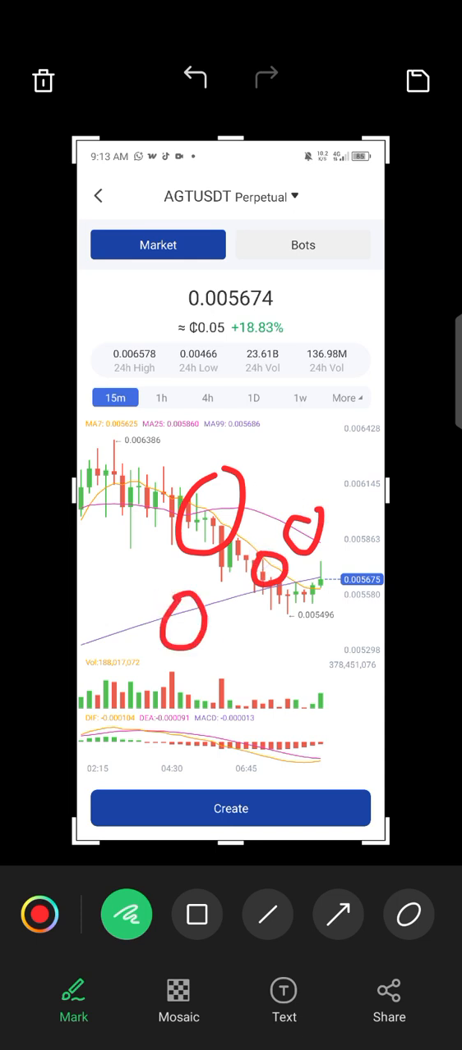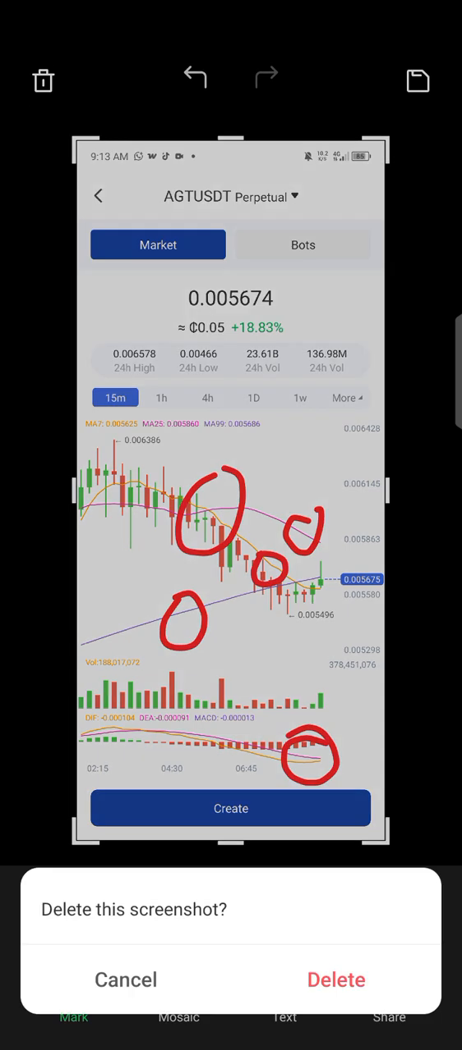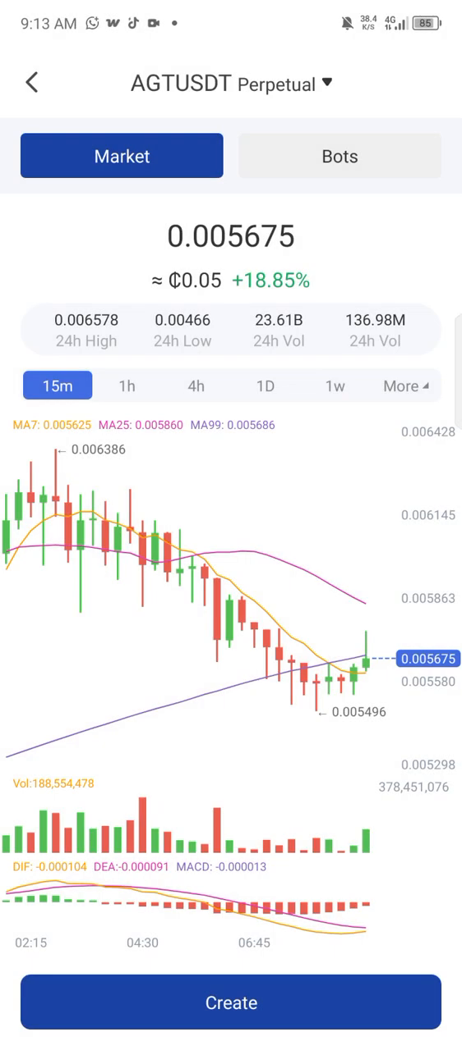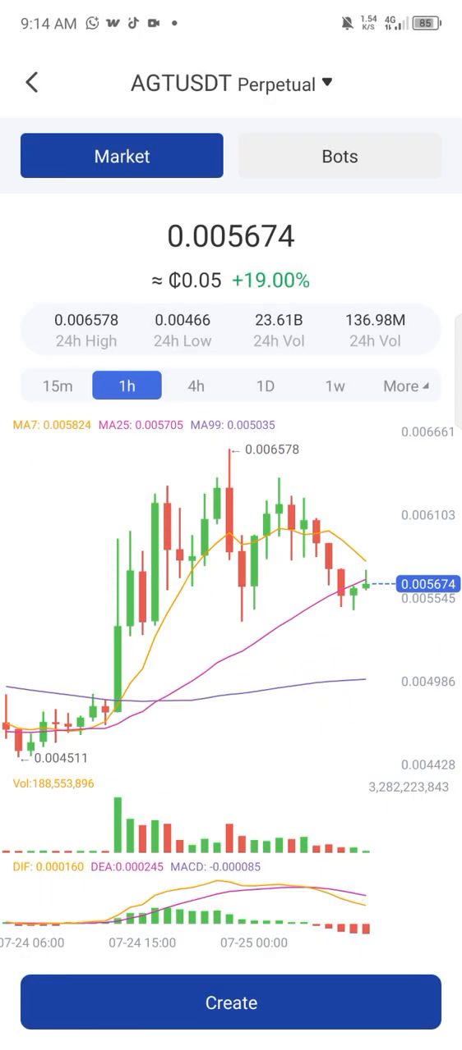So it's on a downtrend, but maybe it can move up, because you can see that it's beginning to move up. And the MACD is also showing that there's going to be a golden cross below here, right? So that one can also help us a lot. So let's look at the 1 hour time frame. The 1 hour time frame is telling us that this coin has been on an uptrend for a while, but it has been dropping for some time now.